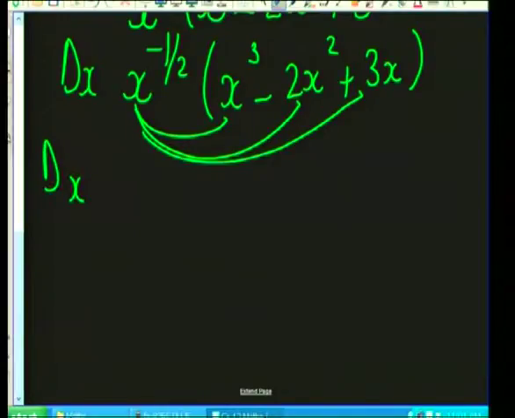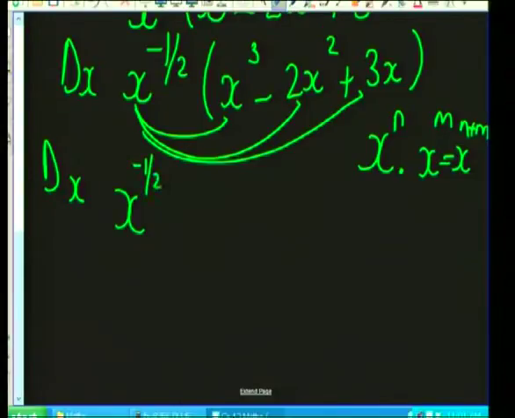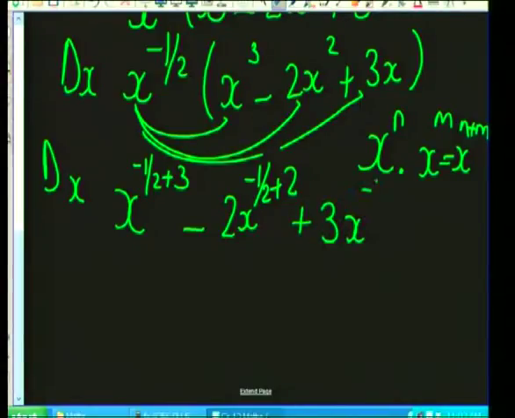So then you'd have this rule. You remember the exponential rule that says if you multiply same bases, you add the powers. So in other words, here, where we multiply the same bases, we'd add the powers. So we'd have negative a half plus 3, minus 2x squared, negative a half plus 2, then plus 3x to the negative a half plus 1. Remember the invisible 1 there.